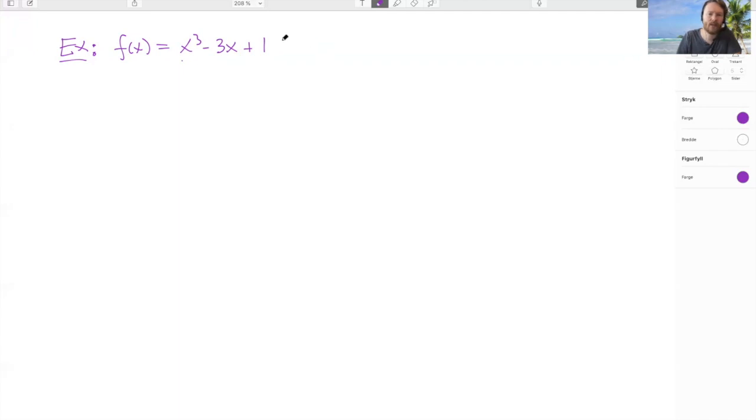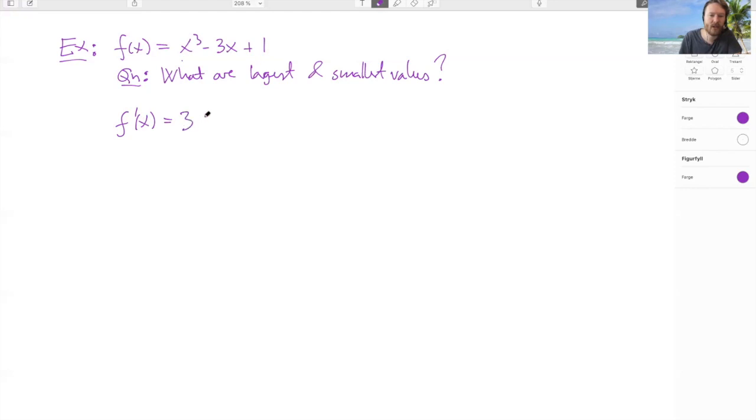And so the question is, what are the largest and smallest values? And you can also say, where are they taken? So for which x do they happen? The main thing now is to compute the derivative and to use information on the derivative. So the derivative here looks like this.